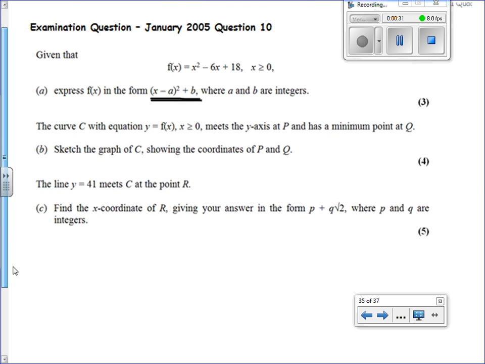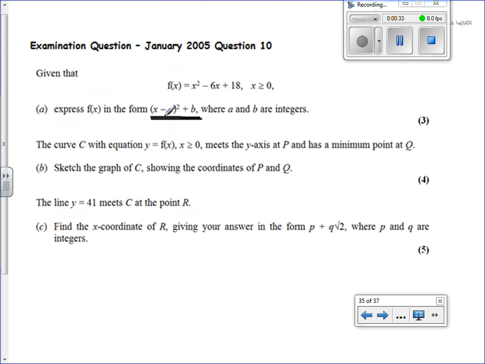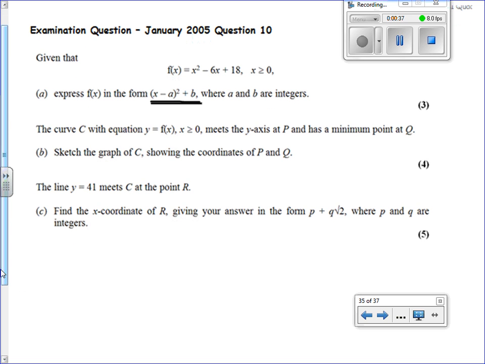So you'll get familiar with these types of questions and you need to spot when the question's asking you to complete the square. So if we complete the square for the function, we need to half the coefficient of x. The coefficient of x is minus 6, so we half that. So it's x minus 3 all squared. If we were to expand that as it is, we're going to get 9 on the end, so we need to subtract 9.